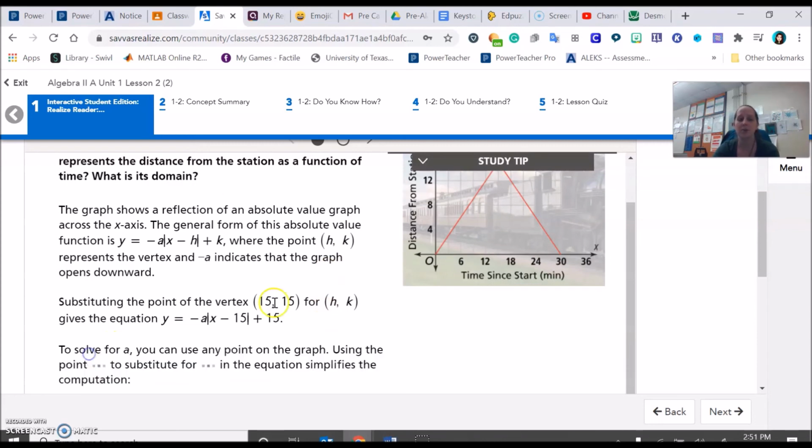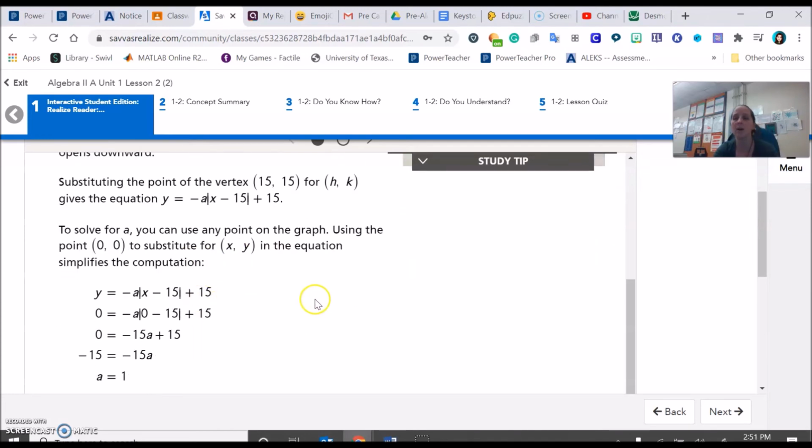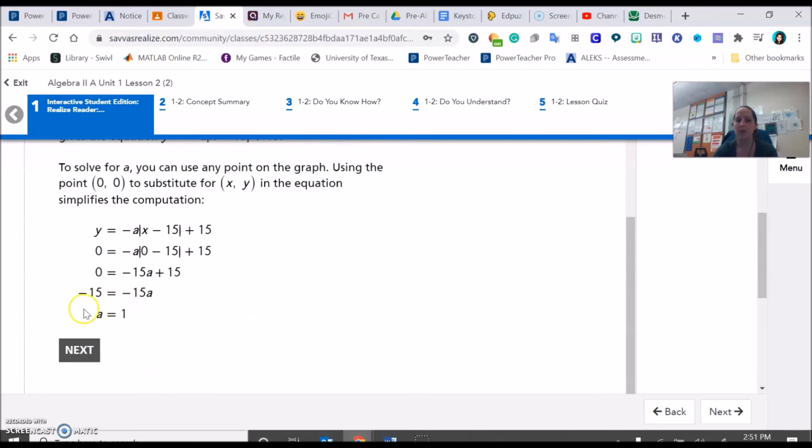Okay, so I just substitute those values in. To solve for a, you can use any point on the graph. Using the point (0, 0) to substitute for x, y in the equation simplifies the computation. So nice. Always use (0, 0) when you can. Okay, so I substituted in 0 equals negative a times the absolute value of 0 minus 15, plus 15. 0 minus 15 is, of course, negative 15. Absolute value is 15. There's a negative out front. So 0 equals negative 15a plus 15. Negative 15 equals negative 15a. So I divide both sides by negative 15. a equals 1.